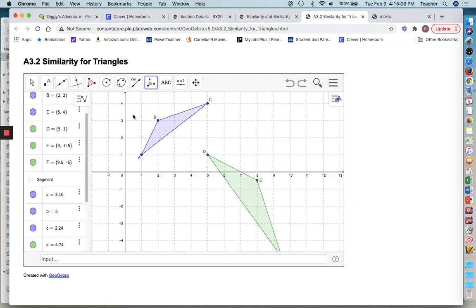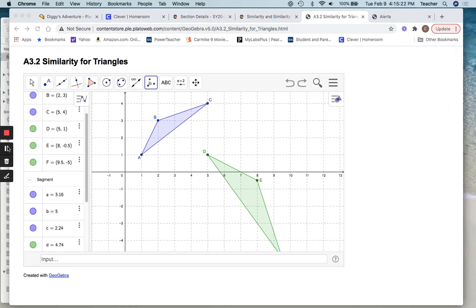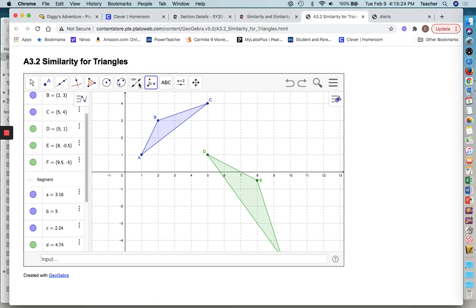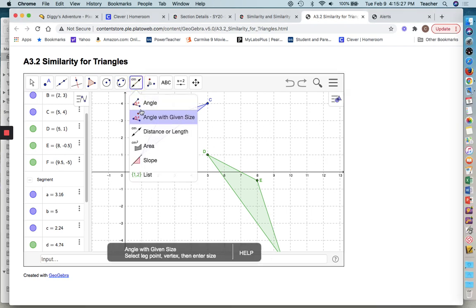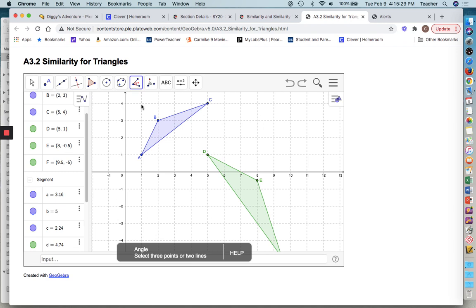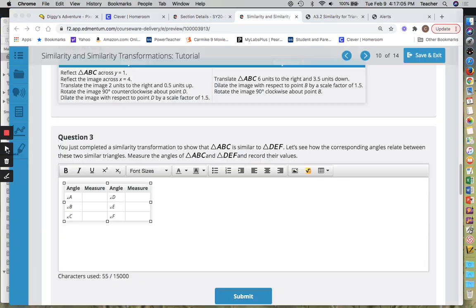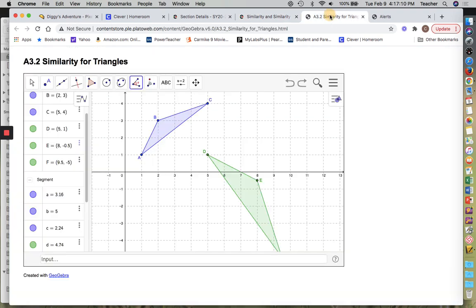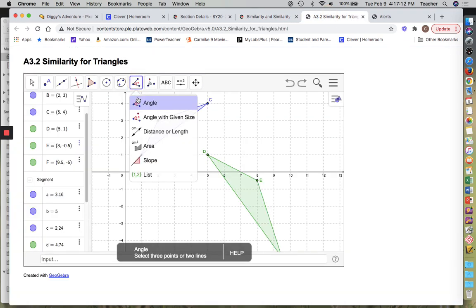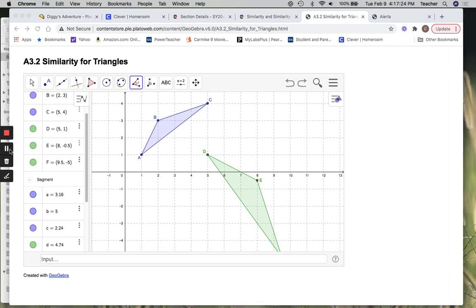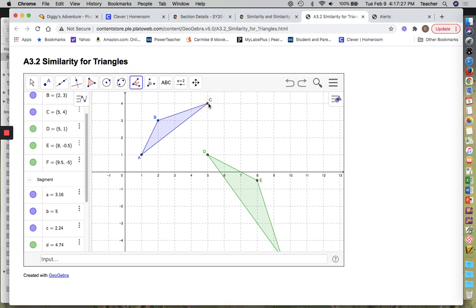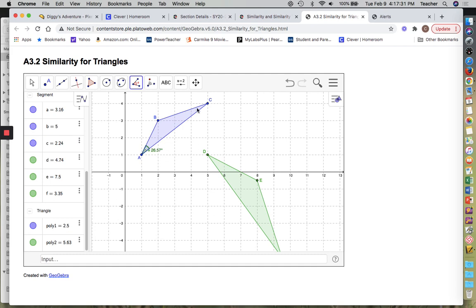All right. So they want me to find the measure of angles. To find angle measures, we need to come back over here. Click on angle. All right, you guys, so they want angle A. So let me come back over here. Go to your angle icon and select angle. Now remember, you got to go in a right circular motion. So you got to click on C first, then A, then B. So it looks like angle A is 26.57.